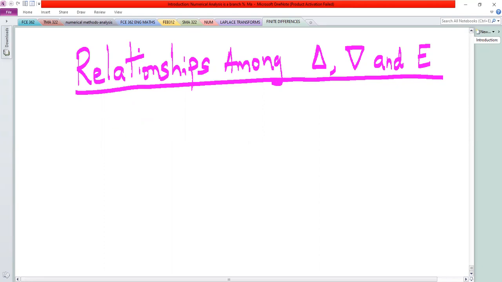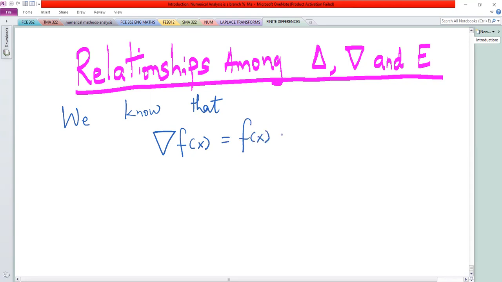Now, we know that the backward difference operator, when it acts on a function f of x, we get f of x minus f of x minus h. That simply means that where you are standing, you go one step backwards.